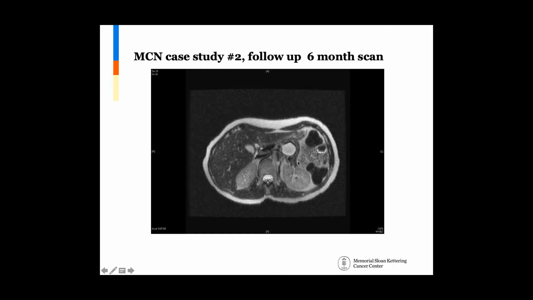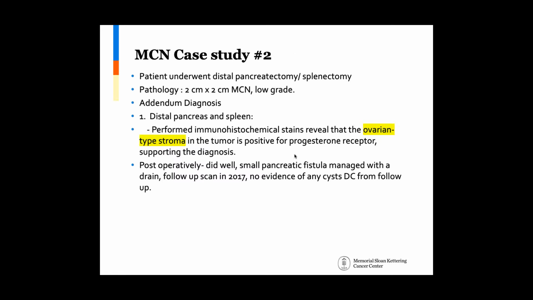This is called the golf tee sign because it kind of looks like the cyst is just sitting in the rest of the pancreas like a golf tee, and that's very classic for MCN. She underwent distal pancreatectomy, splenectomy. It was 2 centimeters by 2 centimeters, low-grade MCN.